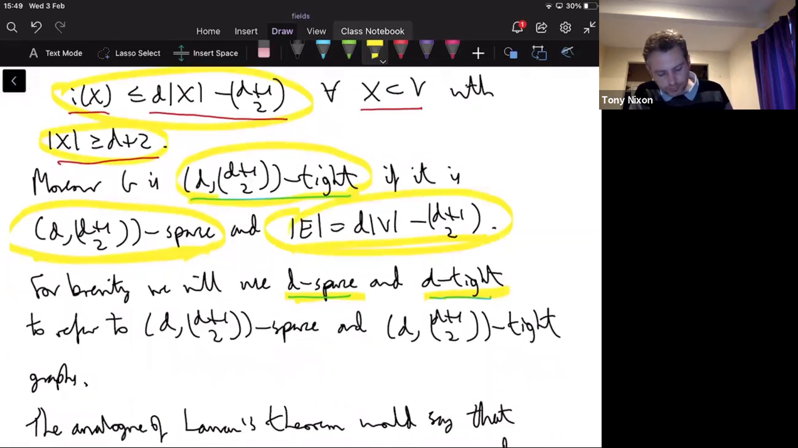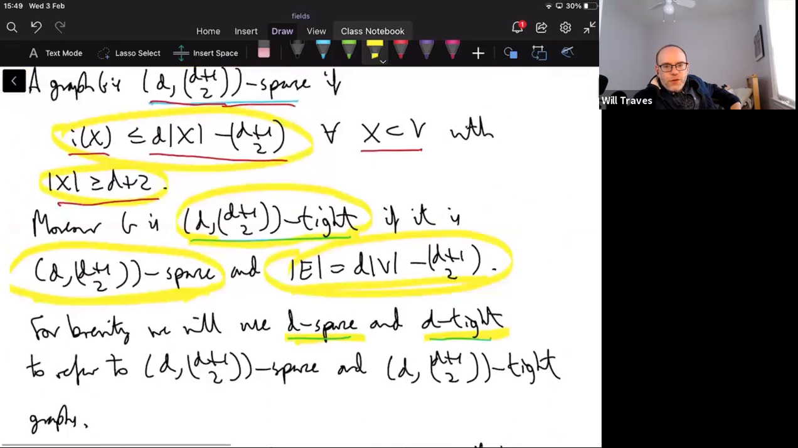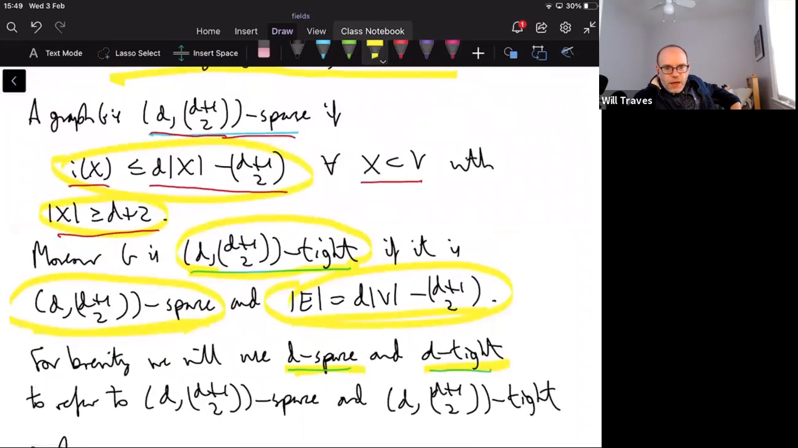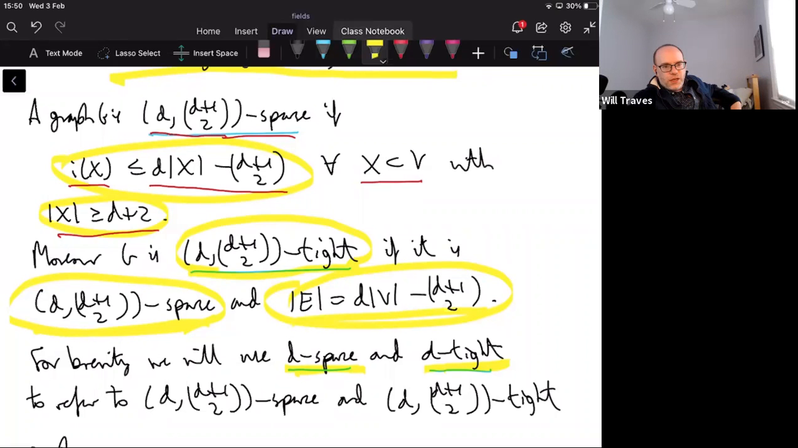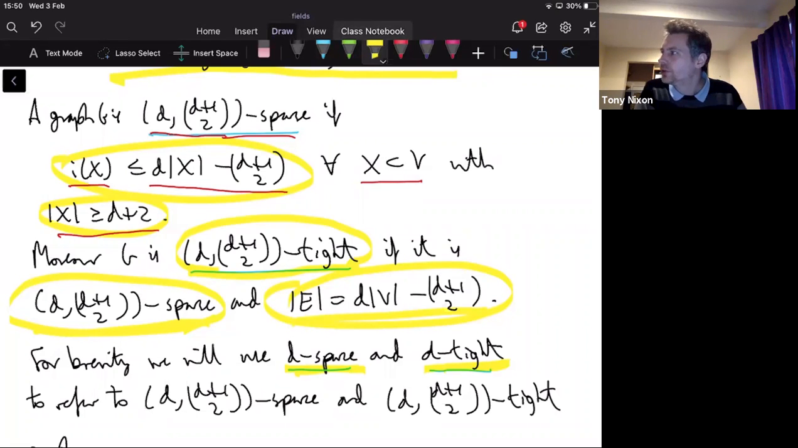Okay. Tony, just a quick question. If you're d-tight, does that imply anything about the tightness of the subgraphs, or just that they're sparse? So which subgraphs? You need the sparsity condition for all subgraphs, but does it imply equality for all the subgraphs? No, so I guess not, yeah.